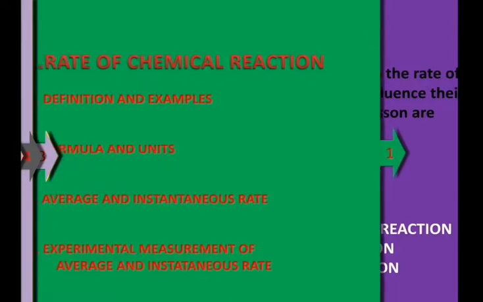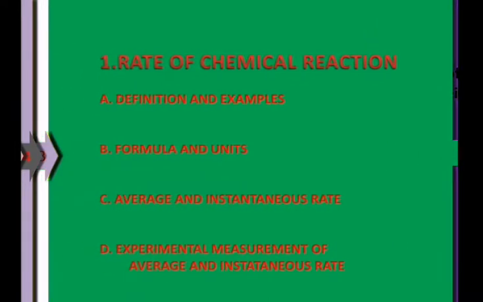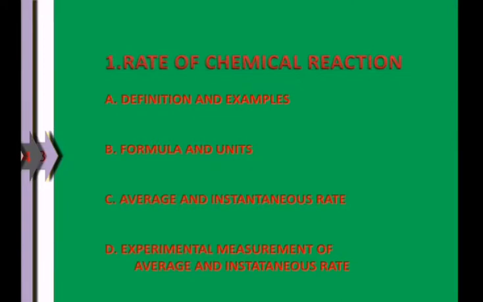Let's consider the first main topic, the rate of chemical reaction. This topic is again divided into four subtopics, that is definition and example, formula and units, average and instantaneous rate of reaction, experimental measurement of average and instantaneous rate of reaction. So in this main topic we will study about these subtopics.